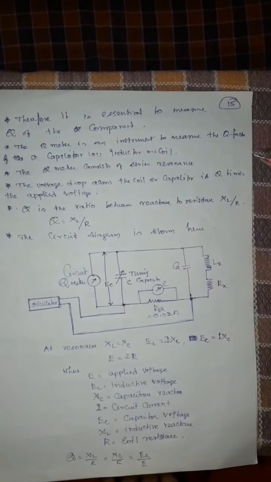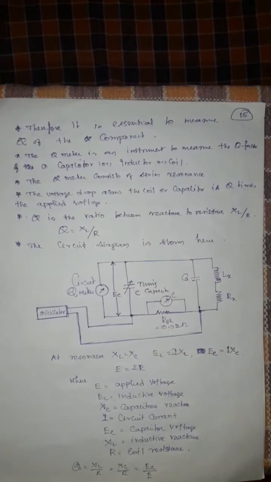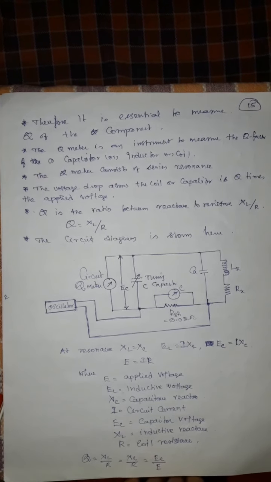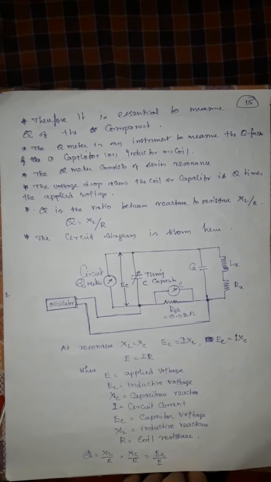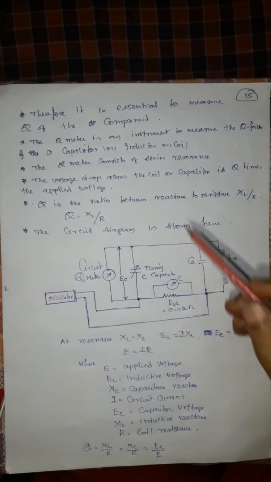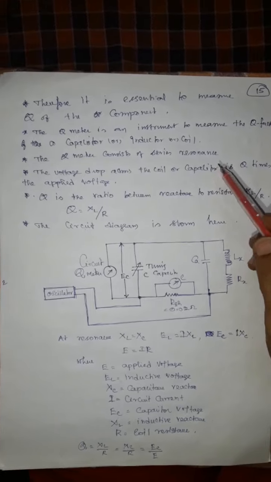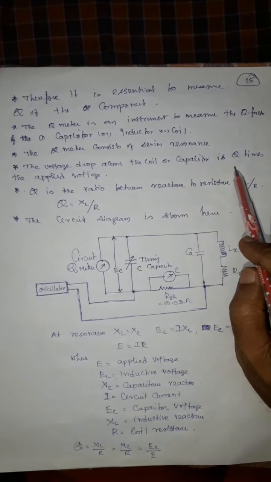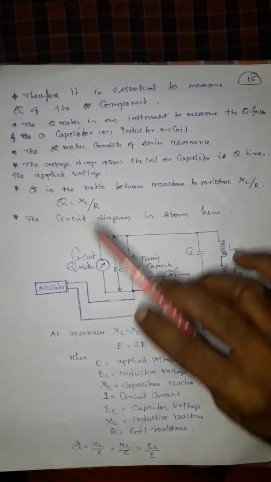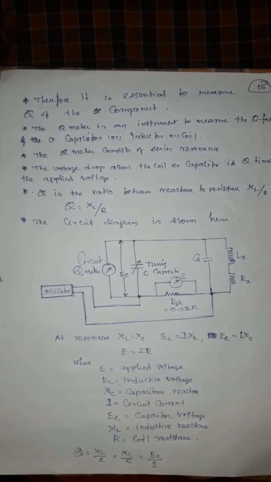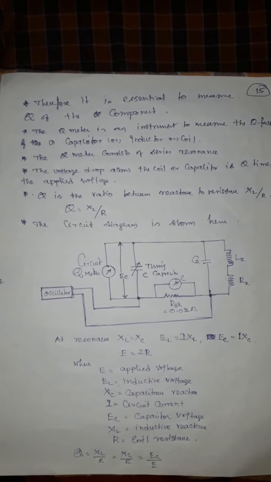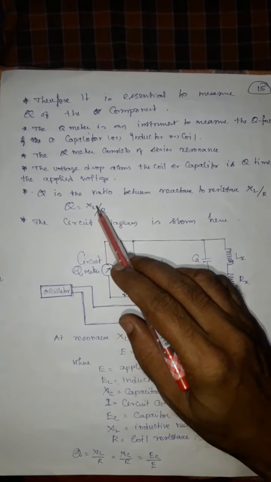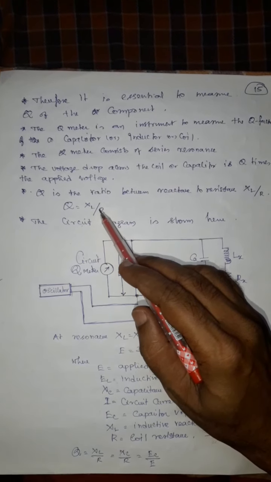Q of a component. Q meter is an instrument to measure the quality factor of a capacitor or inductor or a coil. The Q meter consists of a series resonance. The voltage drop across the coil or a capacitor is Q times the applied voltage. Q is the ratio between reactance and resistance. Q equals reactance divided by resistance R.